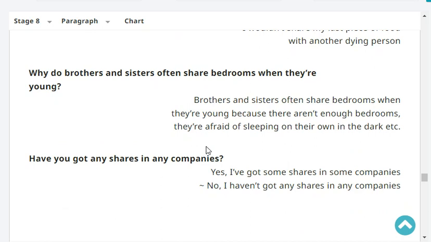Why do brothers and sisters often share bedrooms when they're young? Brothers and sisters often share bedrooms when they're young because there aren't enough bedrooms. They're afraid of sleeping on their own in the dark, etc.